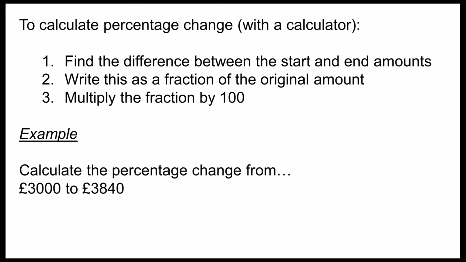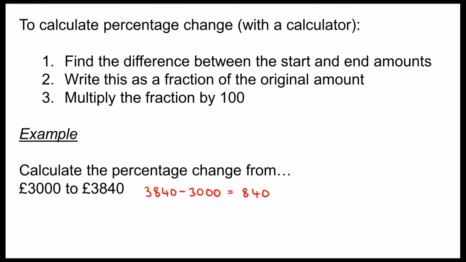In this first example, it asked me to calculate the percentage change from 3,000 to 3,840. I need to start by working out the difference between these two numbers. That's 3,840 take away 3,000. That gives me an answer of 840. Now, if the numbers are a little bit more difficult, we can use our calculator to work that bit out.